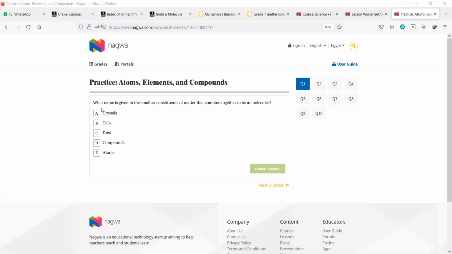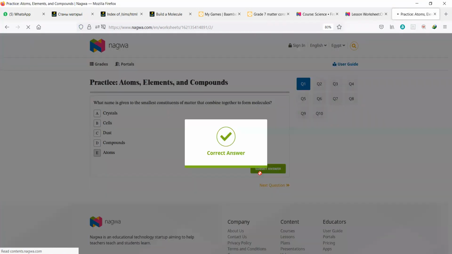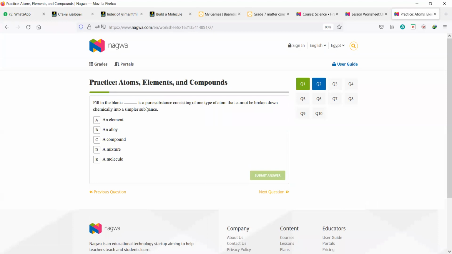Okay, the first one. What name is given to the smallest constituents of matter that combine together to form molecules? Atoms. Pure substance consisting of one type of atom that can't be broken down chemically into simpler substance. Element.